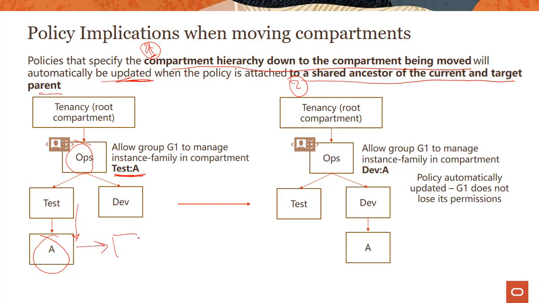This compartment A has to be moved here. So ops is a shared ancestor of both test and dev. So the second condition is met, and the first condition says the compartment hierarchy is down to the compartment being moved. So test colon A is this compartment being moved. So if you do this, right, and you write a policy right here, then the policy automatically changes right here, and it gets updated to dev colon A, and the policy is automatically updated, and this group G1 doesn't lose its permissions.